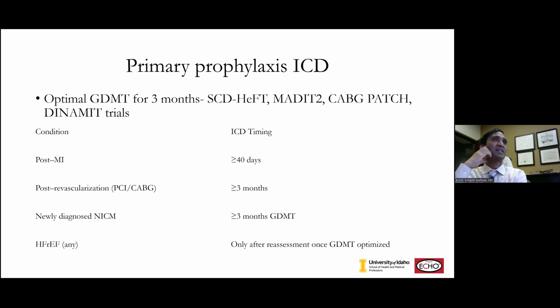And primary prophylaxis ICD, the DINAMIT and CABG Patch trials defined 40 days and 3 months after that. If we do the defibrillator before 40 days of acute MI or a CABG, then we increase the mortality based on those trials. That's the reason this 40 days and 90 days waiting period came in. Next slide.